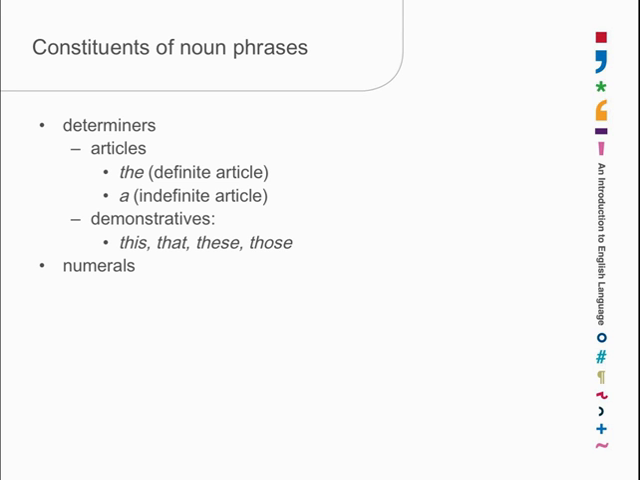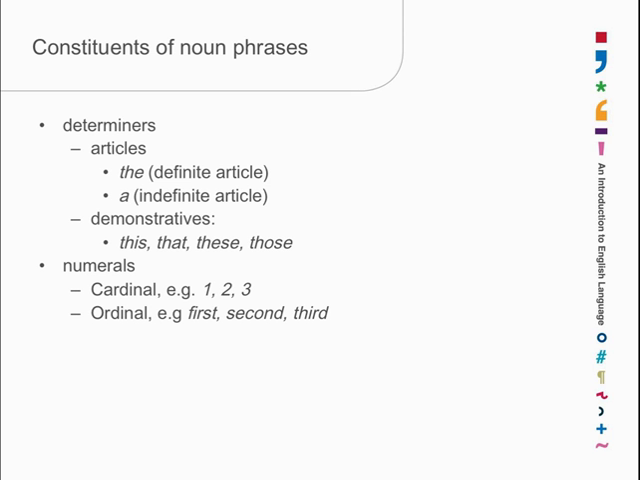Then there are numerals. There are 2 sorts of numerals. There are the cardinal numerals, 1, 2, and 3. So we can say the 3 people in this group, and the comes first, then 3. Or we can use ordinal numbers, the first person, the second person, the third person, so they come after the determiners.